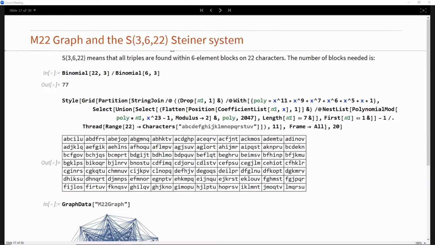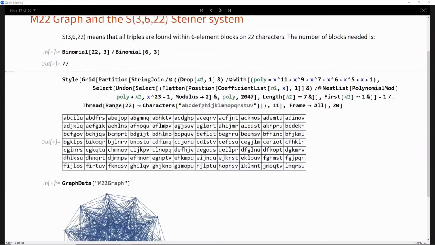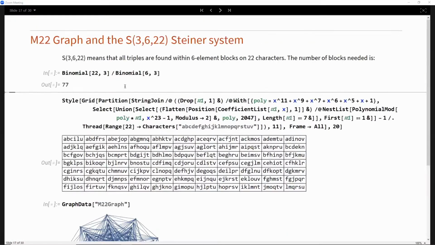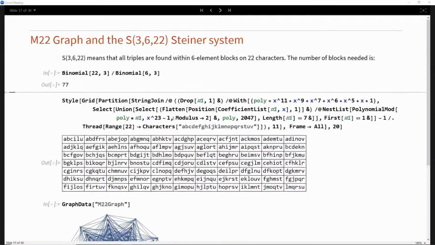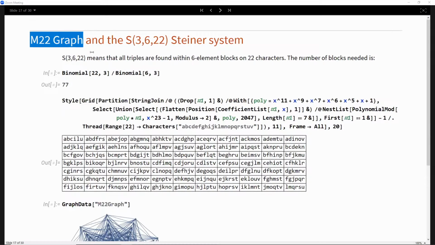We can puncture this again by, say, taking all the ones from the previous group that had a W, and we get 77 blocks left. Each has a length of 6 now, and that set of values makes an object called the 77 graph, or the M22 graph. M22 is one of the sporadic special groups, and I'll be covering those in a little bit.